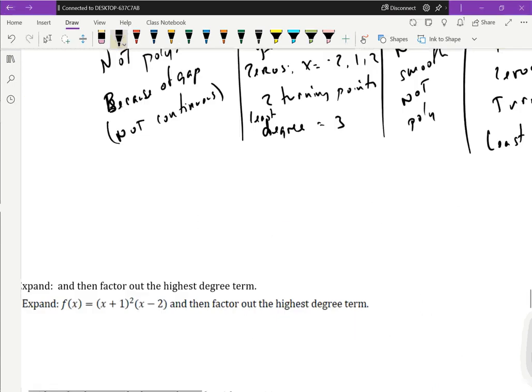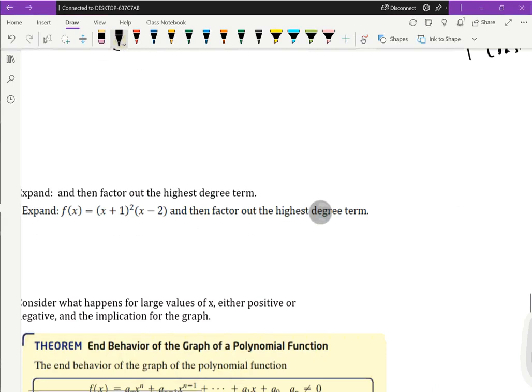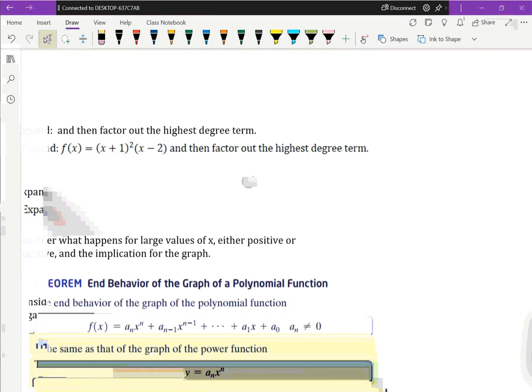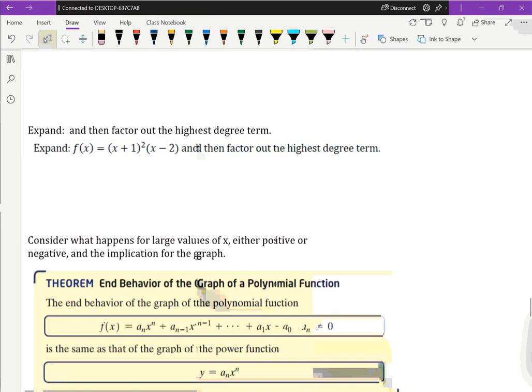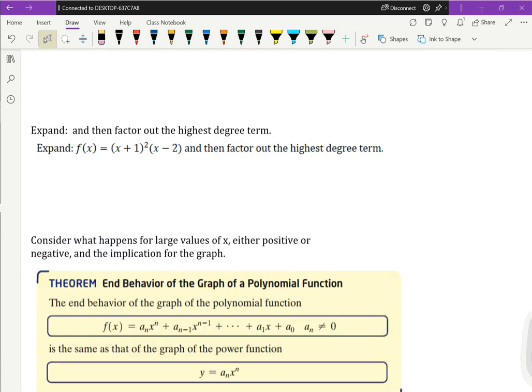So I want to go back and take a look at something that's going to preface this up for the end behavior of a graph. We've talked about it briefly, but I want to discuss then the end behavior of the graph. So we've seen this particular item before, x plus 1 quantity squared multiplied by x minus 2.